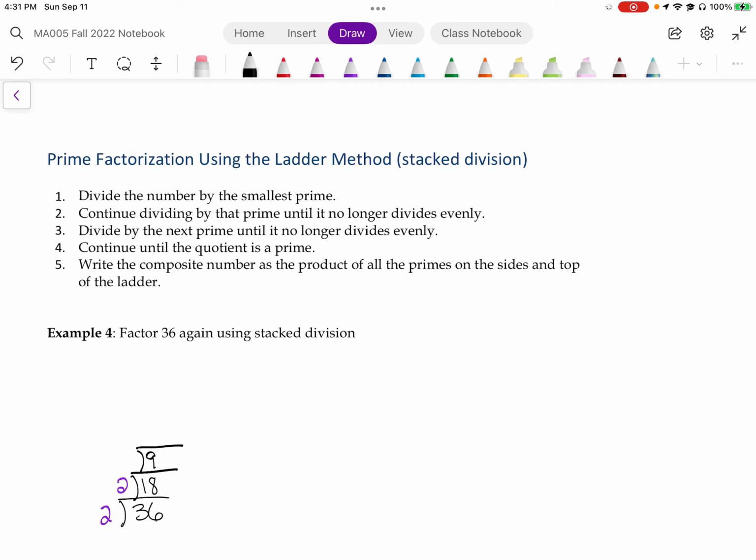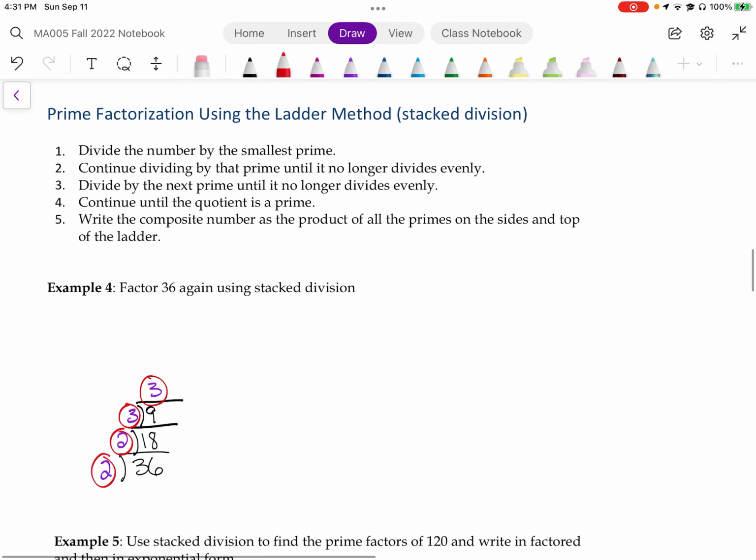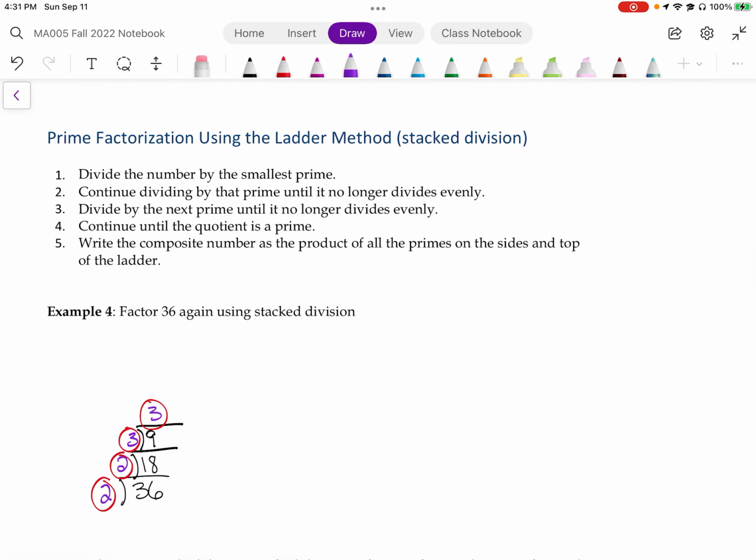All right, does 2 go into 9? No, it does not. Does 3 go into 9? Yes, it does. So 3. 3 times what is 9? That's 3. All right, so what we're left with in purple is also in order. So that's why some people like this, I think, because it's in order. So we get 2 times 2 times 3 times 3.